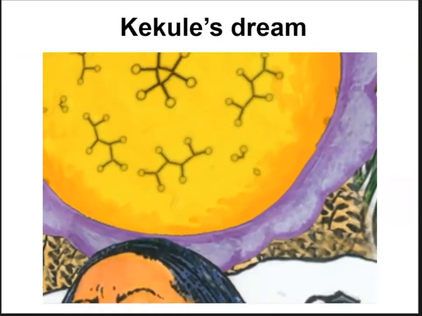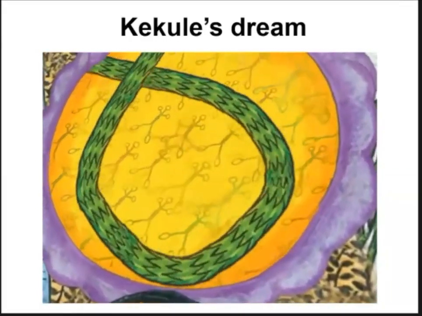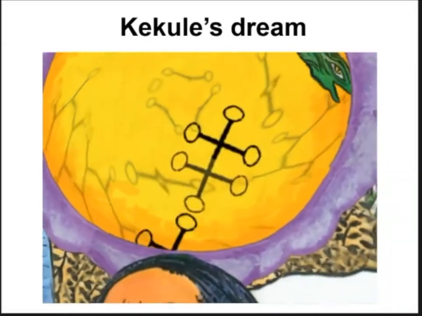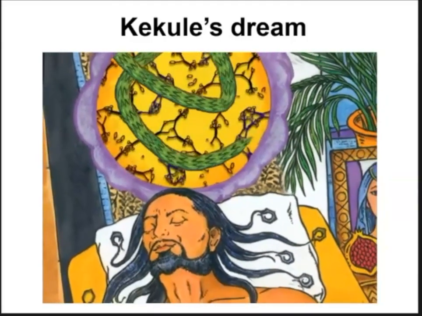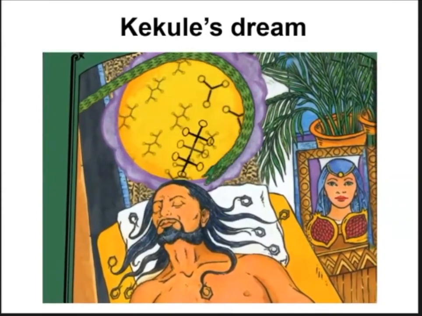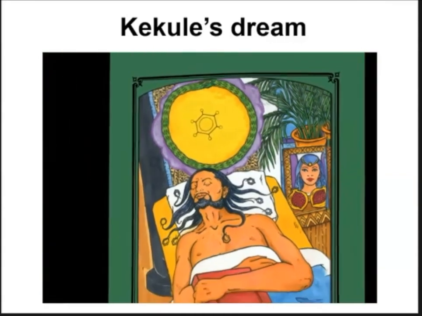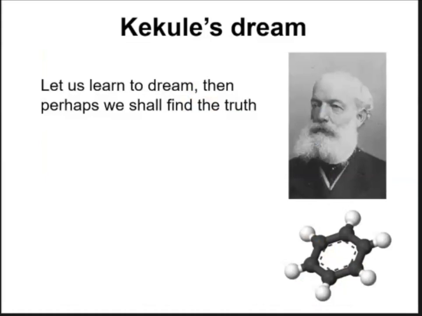Kekulé, famously, discovers the structure of benzene in a dream. So there he is, dreaming away again by the fire, and the snake appears in his dream, chasing its tail, forming the famous Ouroboros, the symbol of infinity. And as a result of this, Kekulé wakes and discovers the structure of benzene. So here we are, the structure of benzene formed in that way. And so Kekulé says, let us learn to dream, then perhaps we shall find the truth.